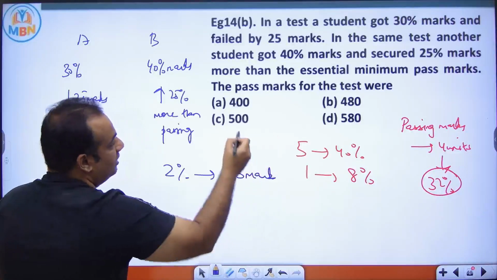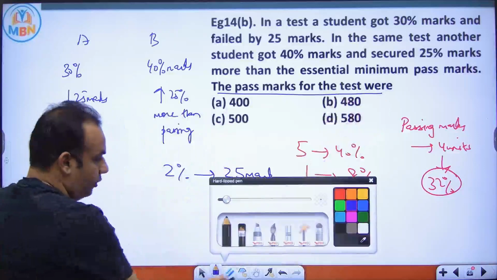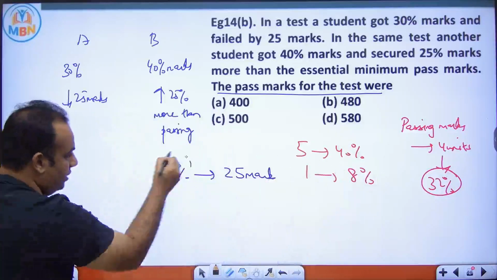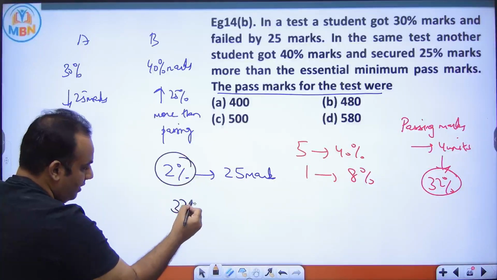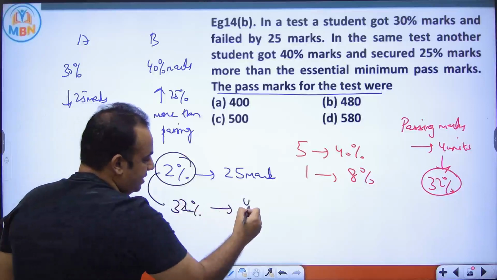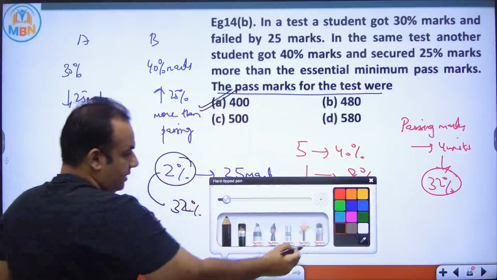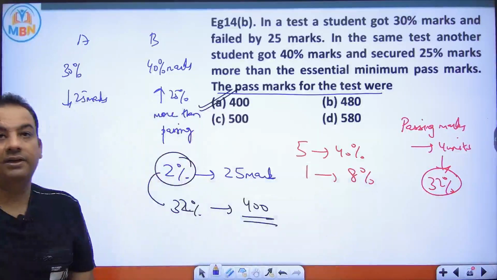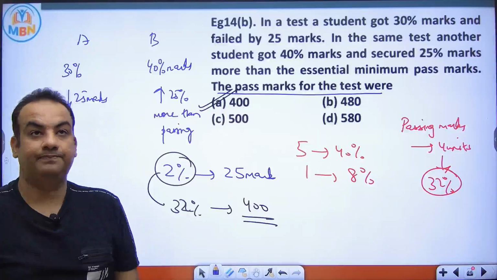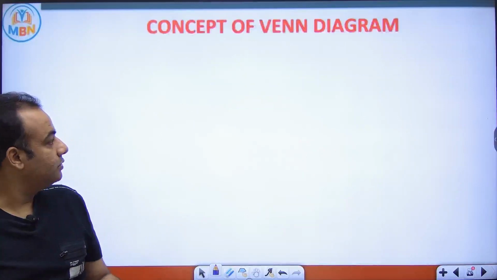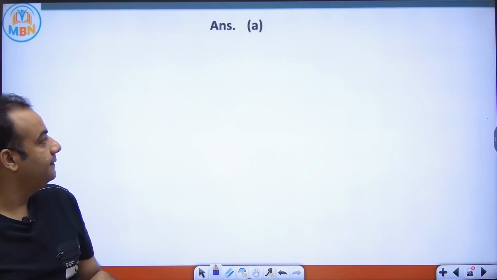Now the question is, what are the pass marks? For pass marks, we need 32%. So I need 32%, multiplied by 12.5, that is 25 divided by 2 times 32. So the answer is 400. Is it clear to all? Any doubt? So the answer for this is 400.